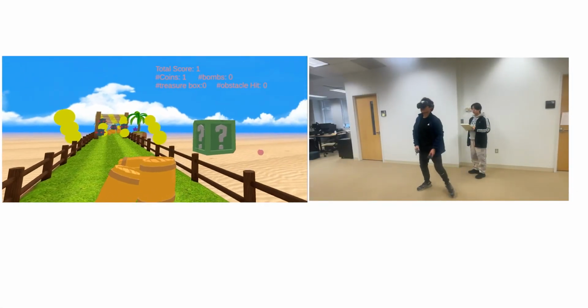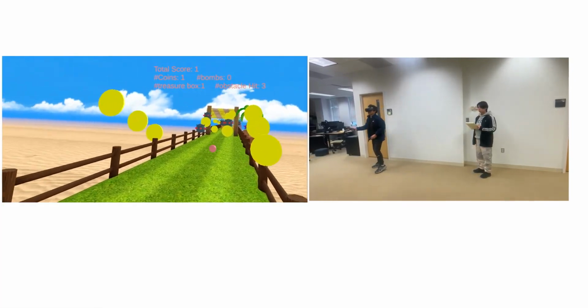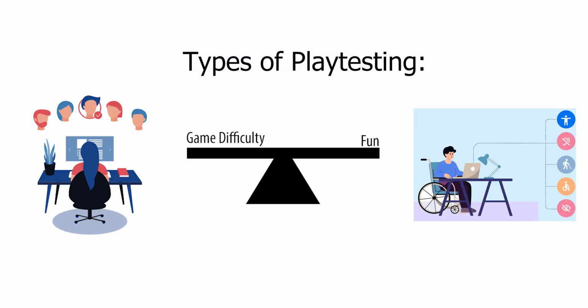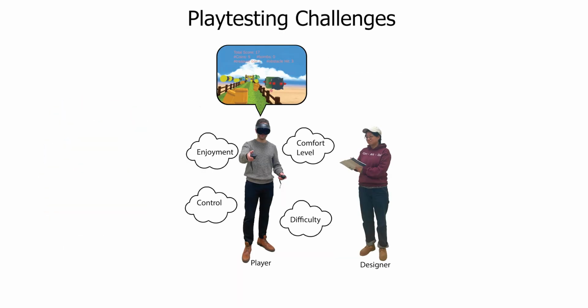Playtesting is a common practice in the game research and industry to identify design flaws and evaluate player experience before deployment. There are many types of playtesting used to assess game quality, such as usability testing, balance testing, and accessibility testing. While playtesting is widely practiced, analyzing the data it generates remains a challenge, especially for motion-based VR games.